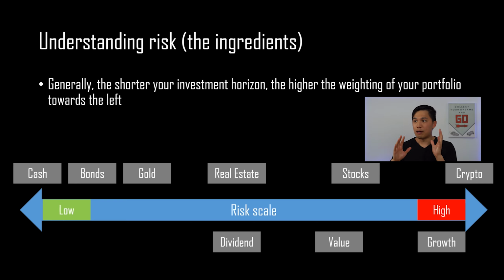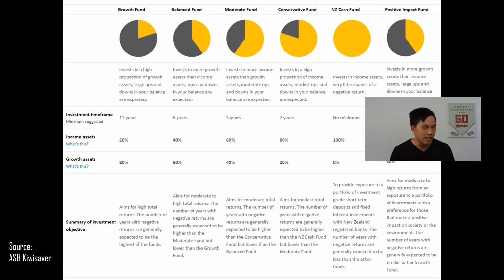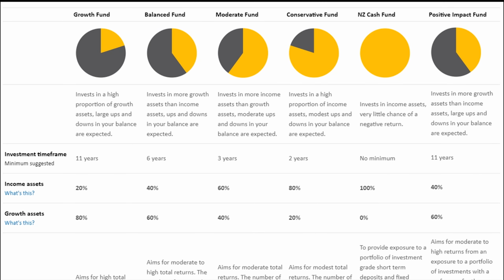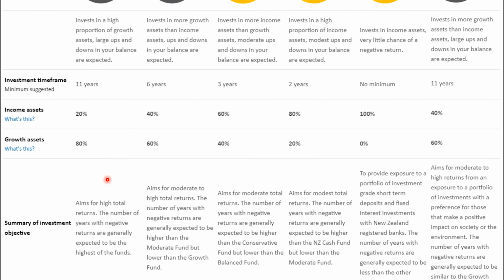So now I have a chart here from ASB KiwiSaver, which helps give us a framework roughly on how to structure your portfolio. If you like a risky cake or a growth fund, this fund, you should have a minimum investment time frame of 11 years. And this fund makes up 20% of income assets being cash as well as bonds, and 80% growth assets, which are stocks and real estate. The summary of this investment objective is to aim for high total returns.